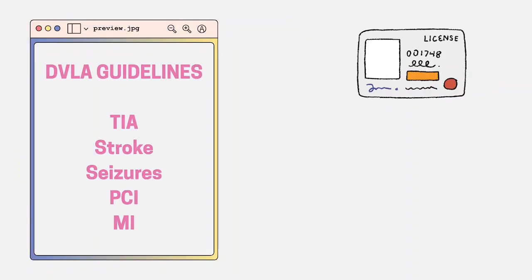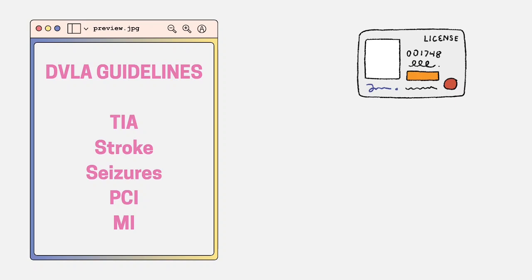Okay, these are the short cases. Besides this, something that is often overlooked are the DVLA guidelines. You're not expected to have a vast knowledge of this, but these are the few conditions that you should be aware of: TIA and strokes, seizures either due to epilepsy or other causes, PCI and MI.